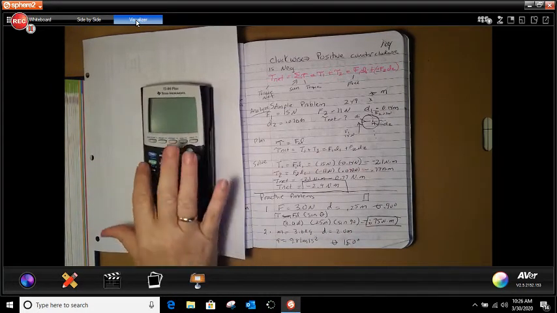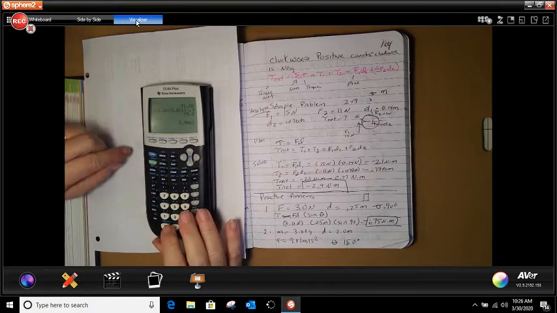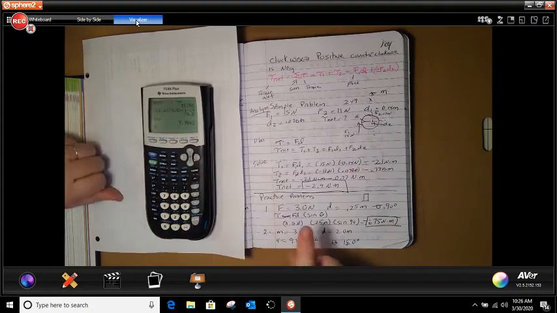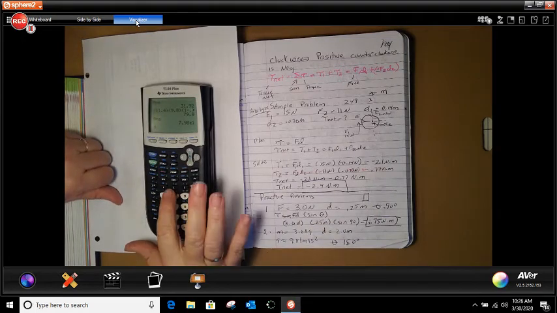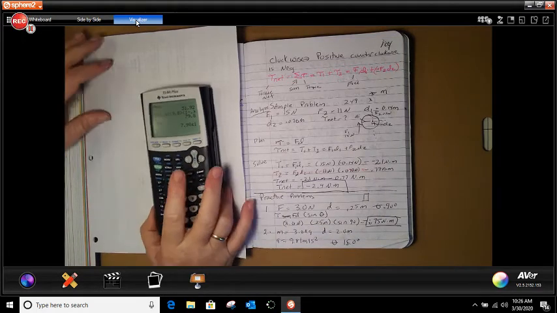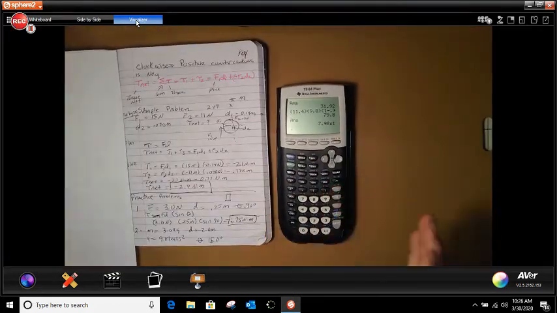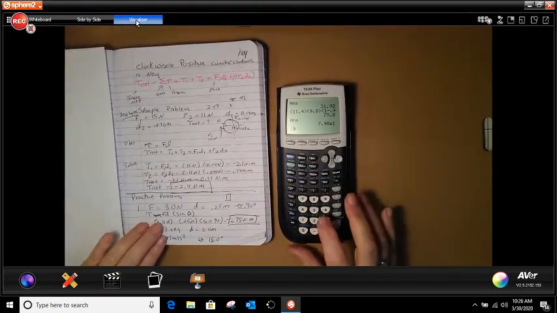So the first thing we want to do is turn our calculator on. We want to go to our mode, and we want to make sure that we are going to be in degrees because we're working with angles here, right? So let me move this over so you can see it better. There we go.